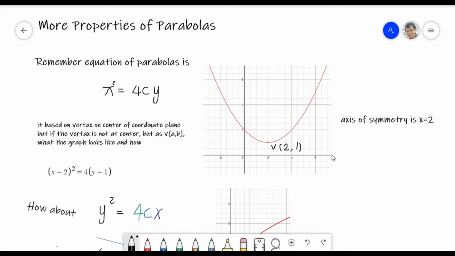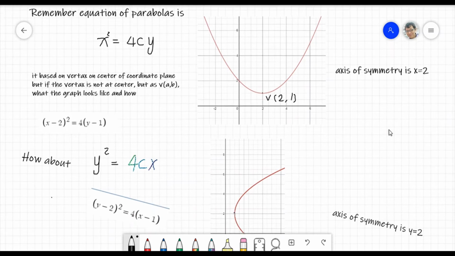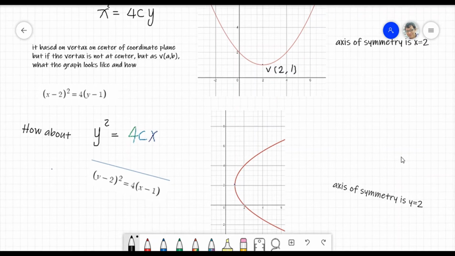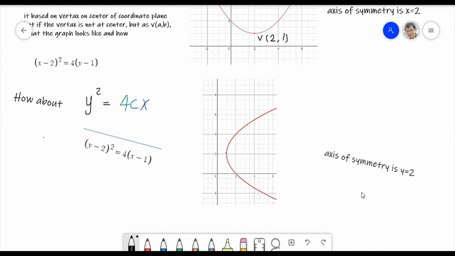Okay, let's see an example. What's the axis of symmetry here? The axis of symmetry always passes through the vertex. Here it's easy to see this should be y equals 2, because it's symmetric about the horizontal line here.